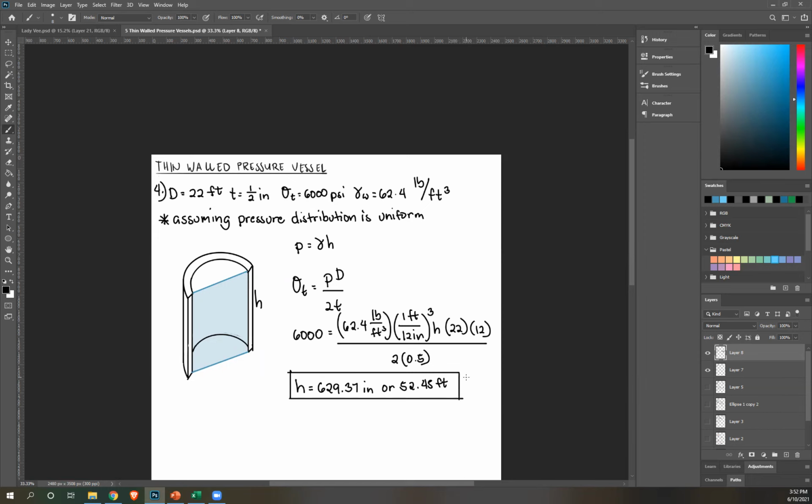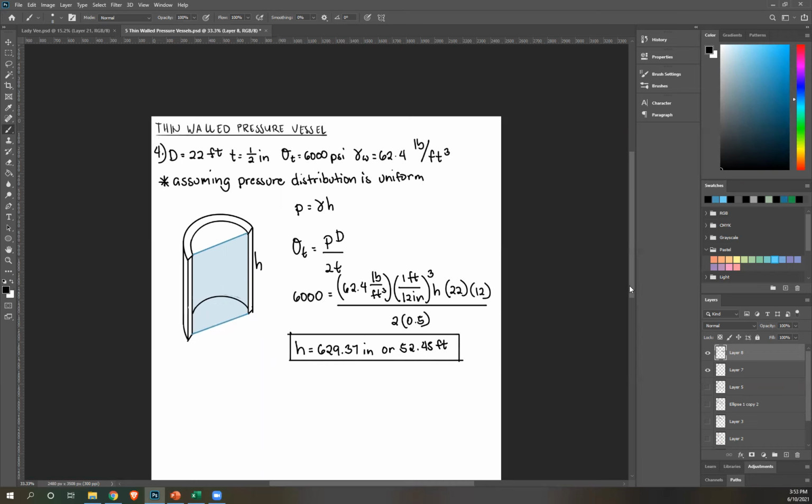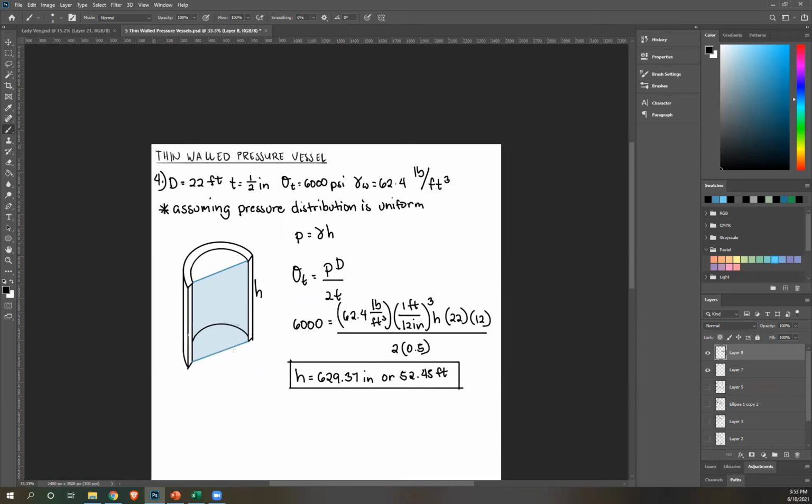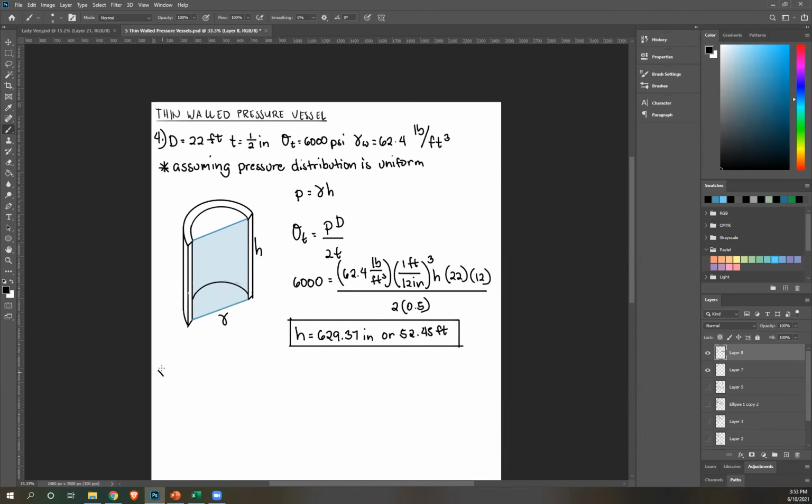But we know pressure is not uniform. It gets greater at the bottom. So our diagram is not just a straight rectangle. We won't use a projected area. Instead, we're going to solve for the actual height allowed. We're not going to assume anything. We're going to use the actual pressure distribution.